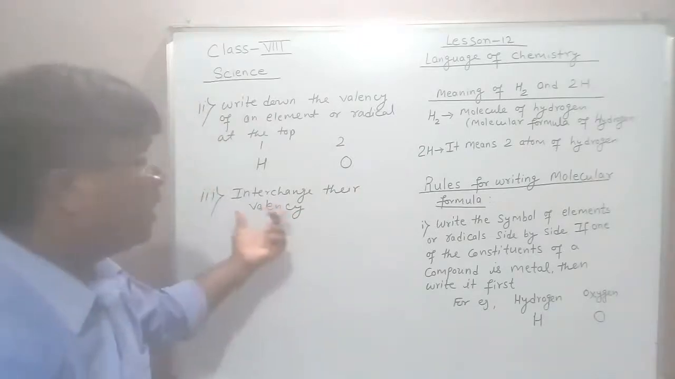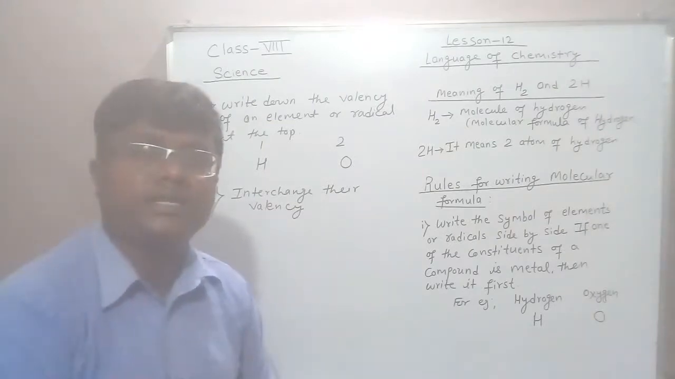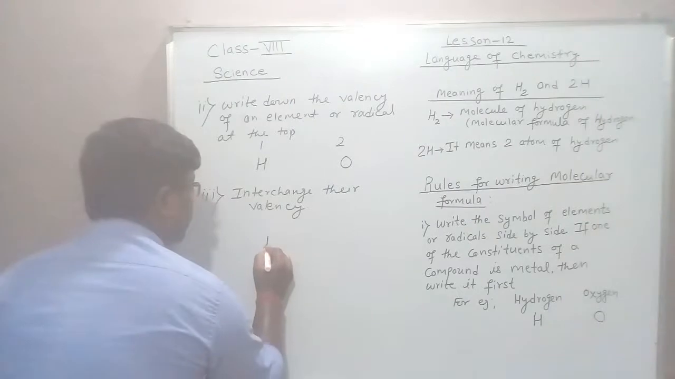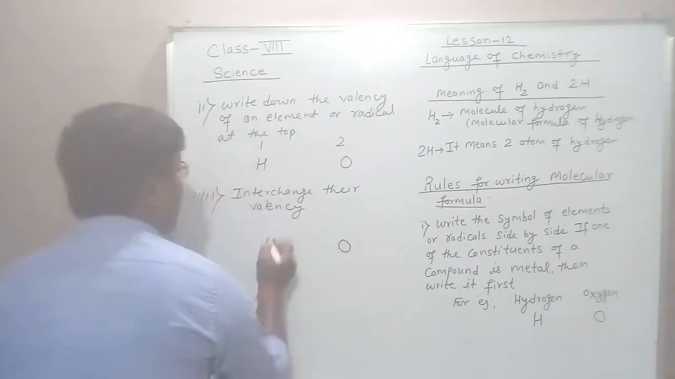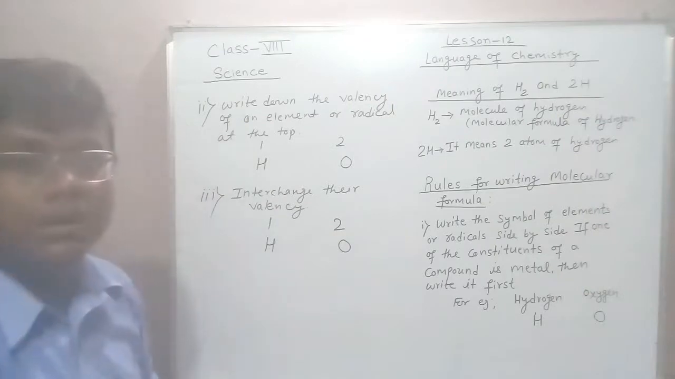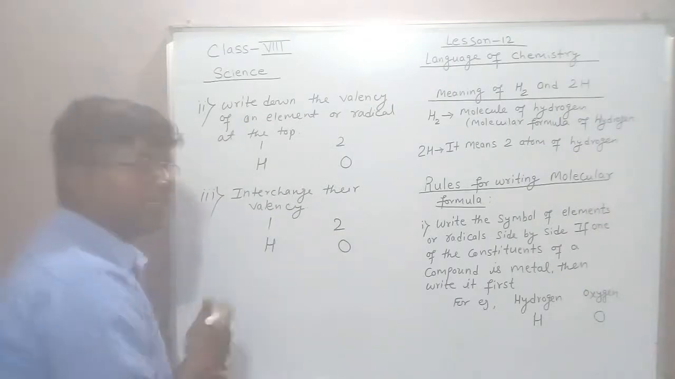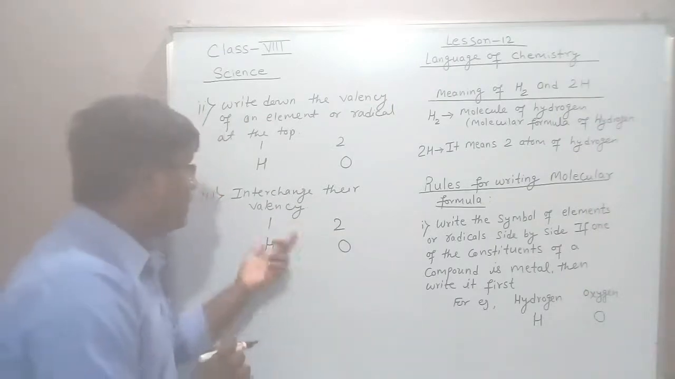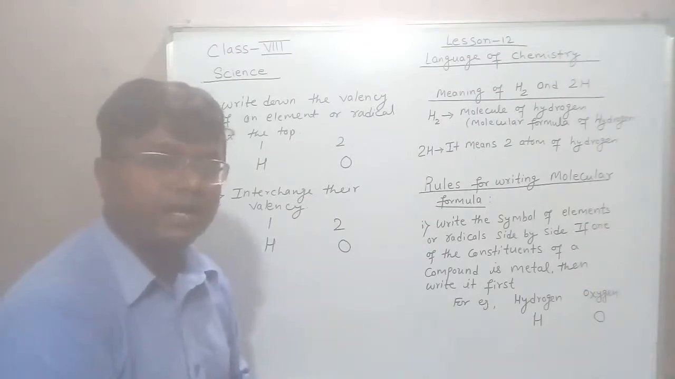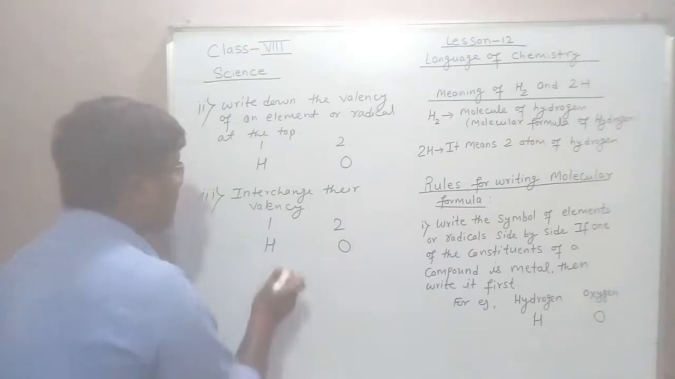So the third step is to interchange their valencies. What do we have here? Hydrogen and oxygen. Hydrogen's valency is 1 and oxygen's valency is 2. So we are going to interchange them. If you prepare your book, it may be written as: interchange their valencies by drawing an arrow diagram. I am showing it here by an arrow diagram.